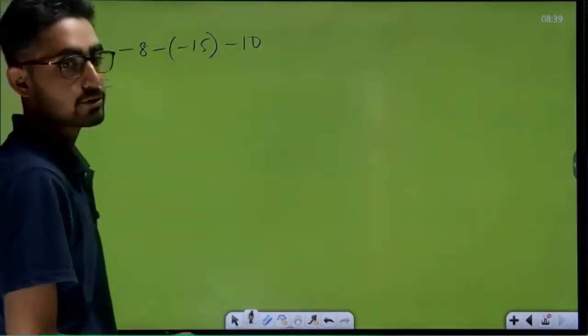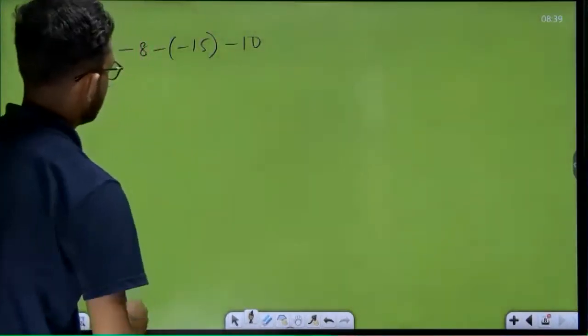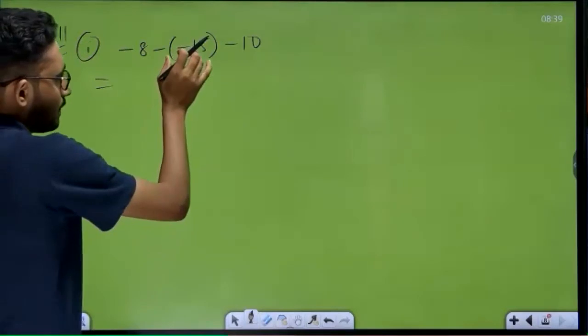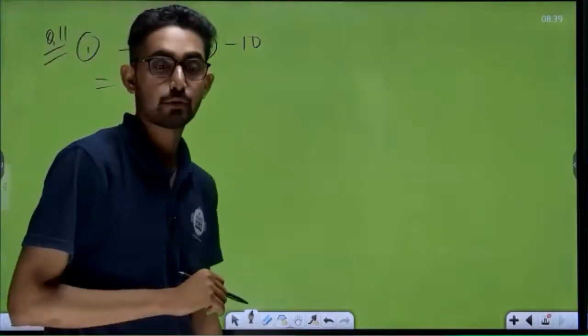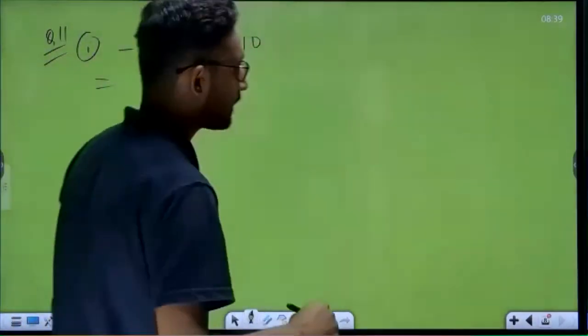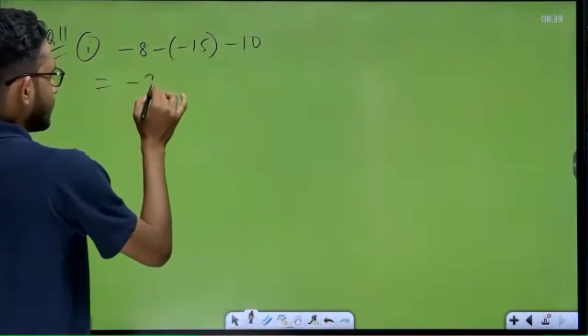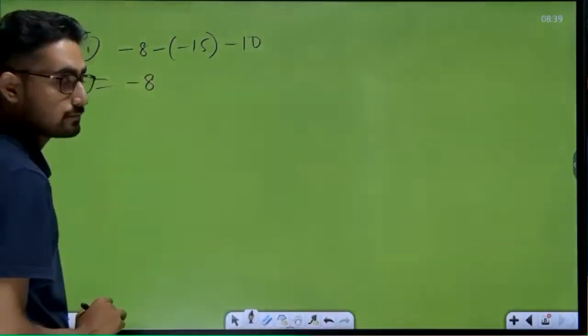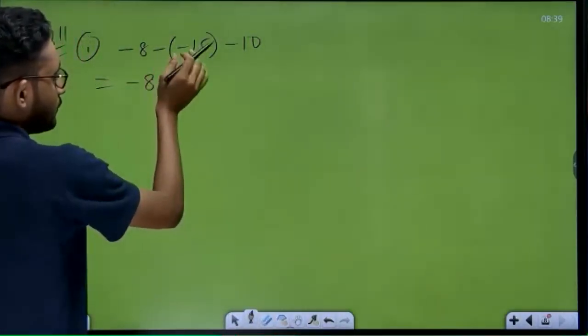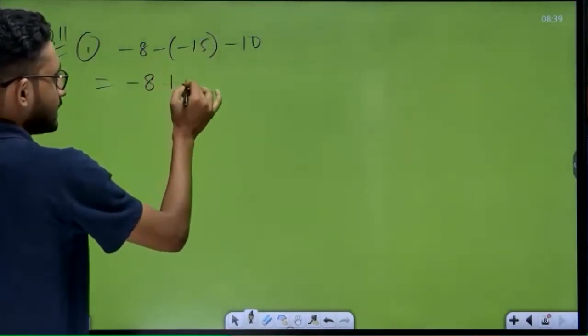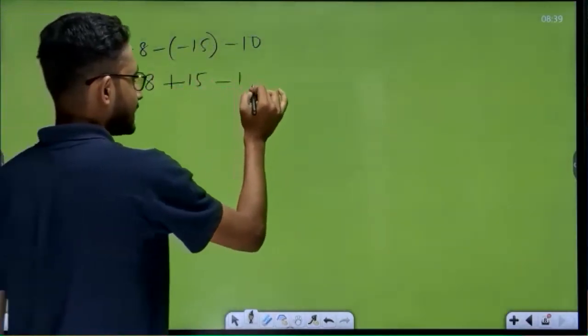Now how do I solve the question? Let's see. First of all, we will open the bracket. What do we have to do? Open the bracket part. So minus 8, write down as it is. Now this, when you open the bracket, then minus minus plus will be there, 15, and minus of 10.